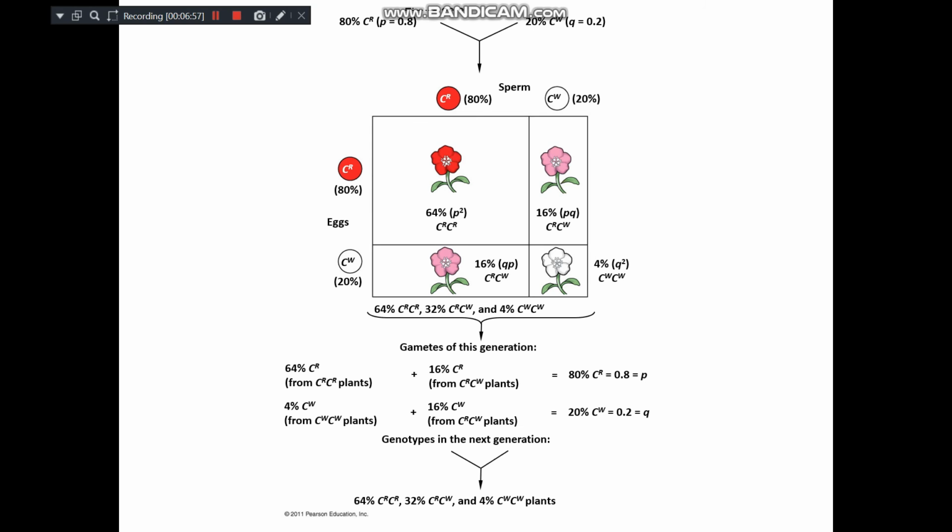What will we have in the first generation? 80% CR, 0.8, and 20% CW, 0.2. And what will we have? 64% homozygous dominant, 32% heterozygous and 4% will be homozygous recessive.